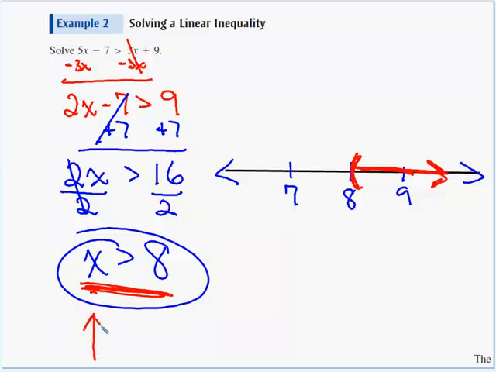And if your variable is on the left, the inequality will point the same direction as your arrow. Here my inequality looked like it was pointing to the right, so does my arrow. Remember, that's only if your variable is on the left-hand side, though.